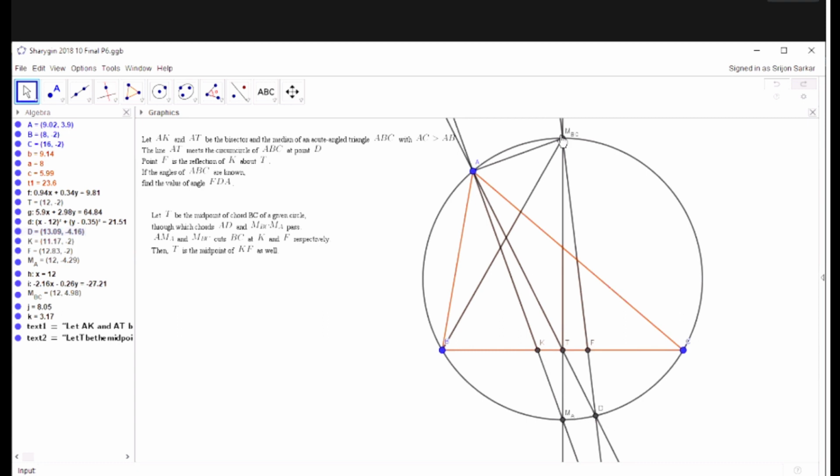A, T, D are collinear, and I have marked this point M sub BC and M sub A. Now T is the midpoint. It's quite known that all these are collinear, like M sub BC, T. All these are midpoints, so they lie on the perpendicular bisector of BC. 90 degrees, yeah, everything is 90 degrees.